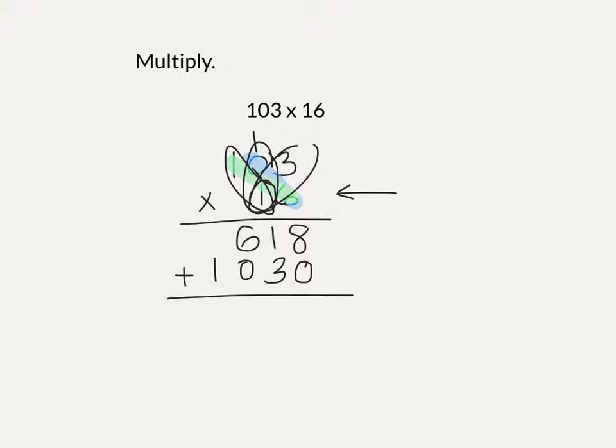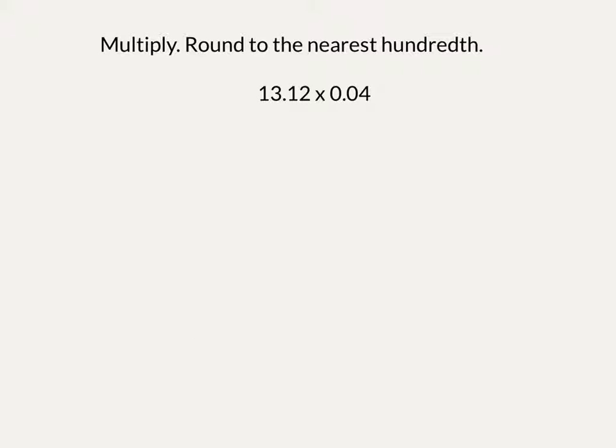So 8 plus 0 is 8, 1 plus 3 is 4, 6 plus 0 is 6, and then we have a 1. So our final answer is 1,648.